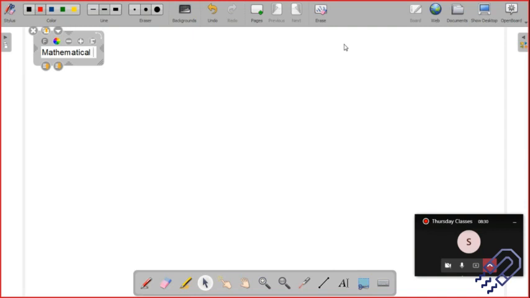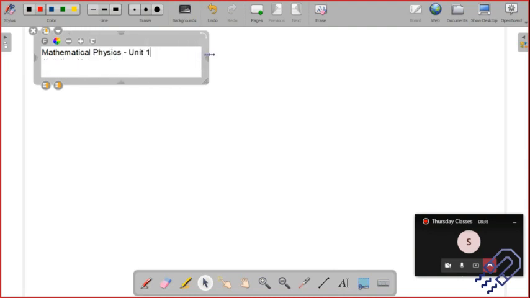Most of the time it will be the pen work. Okay. Start with unit 1, right? And unit 1, if you just check, it's more or less the basic things that we already know about.